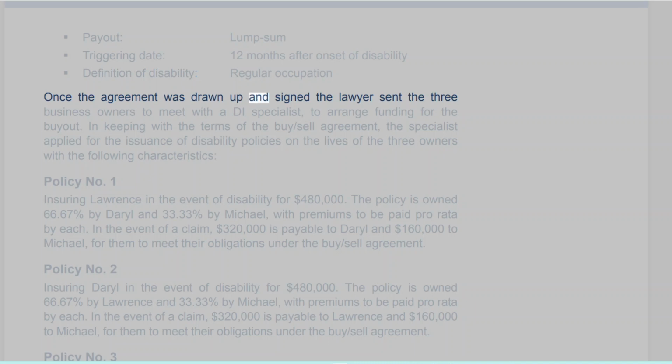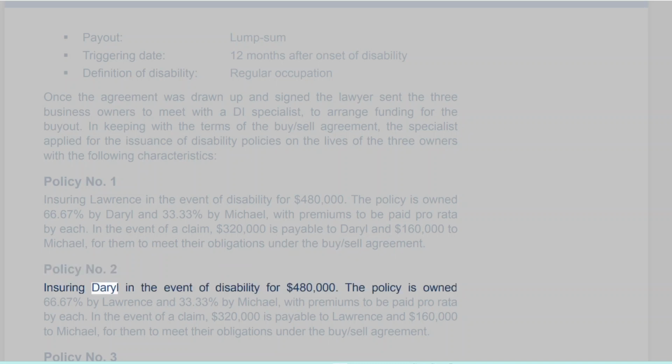Once the agreement was drawn up and signed, the lawyer sent the 3 business owners to meet with a DI specialist to arrange funding for the buyout. In keeping with the terms of the buy-sell agreement, the specialist applied for the issuance of disability policies on the lives of the 3 owners with the following characteristics. Policy number 1, insuring Lawrence in the event of disability for $480,000. The policy is owned 66.67% by Darrell and 33.33% by Michael, with premiums to be paid pro rata by each. In the event of a claim, $320,000 is payable to Darrell and $160,000 to Michael, for them to meet their obligations under the buy-sell agreement.